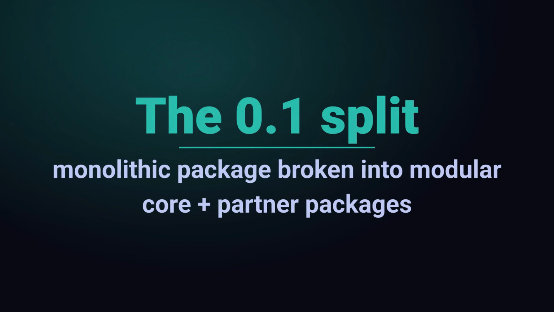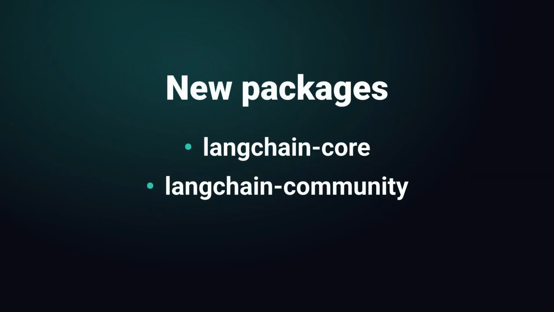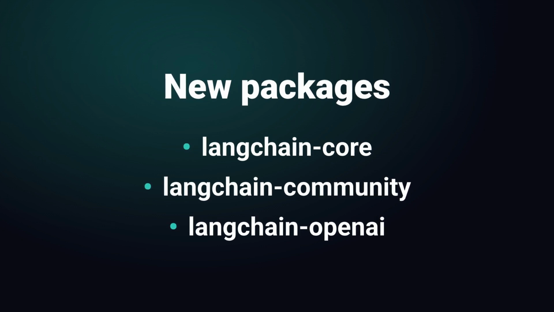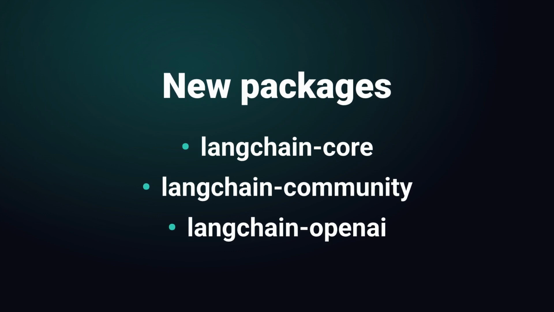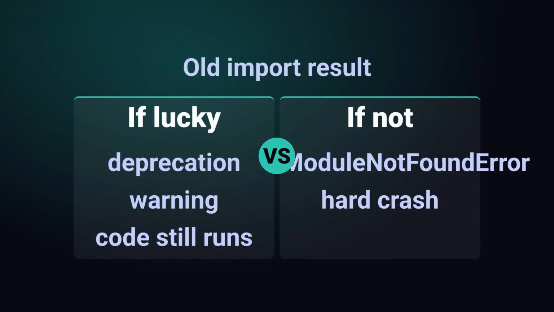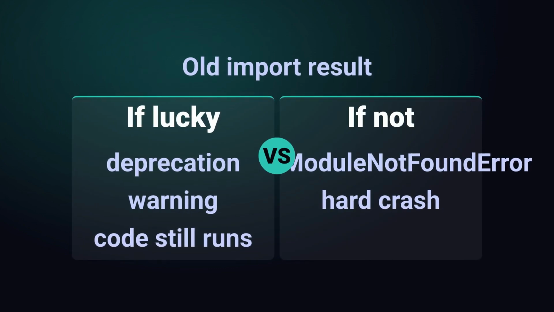The monolithic package got split into LangChain Core, LangChain Community, and dozens of partner packages like LangChain OpenAI. If your old code imported from langchain.chat_models import ChatOpenAI, the upgrade didn't gently deprecate it. In many cases, it moved the ground out from under you. You'd get a deprecation warning if you were lucky, or a hard module not found error if you weren't.